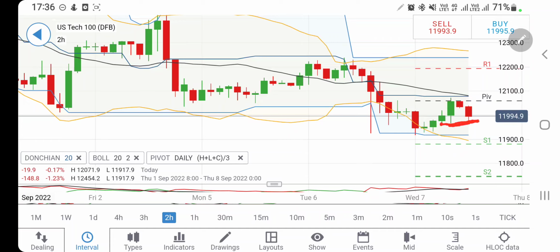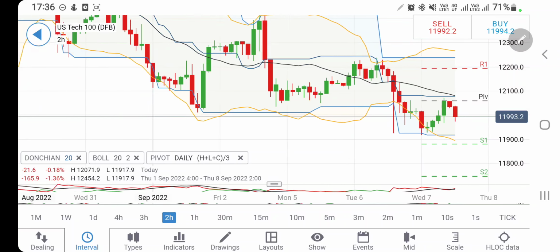This is going to be the support here at 11,950. If it breaks below 11,950, we can expect it to fall further to 11,920, which is going to be good support, 11,880. And then if it breaks 11,880, consider it for a good strong fall.